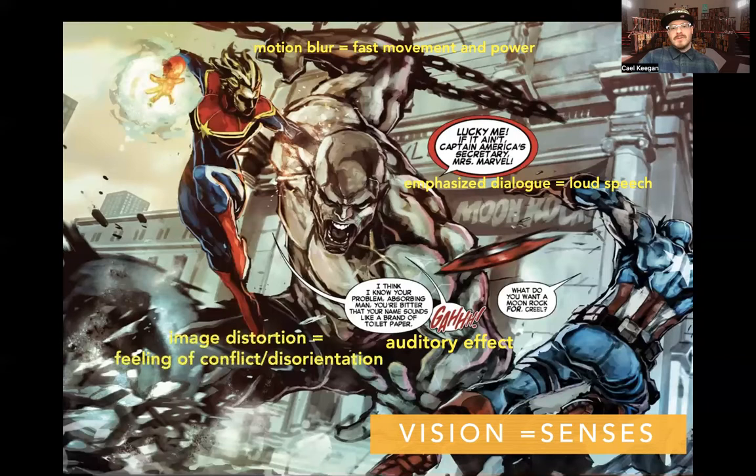And then, right, image distortion in the lower corner here indicates conflict and disorientation, as well as this feeling of them maybe crashing into stuff around them. Maybe there's destructible objects being broken as they fight. This is a big fight. It's a really physically situated kind of feeling we get.